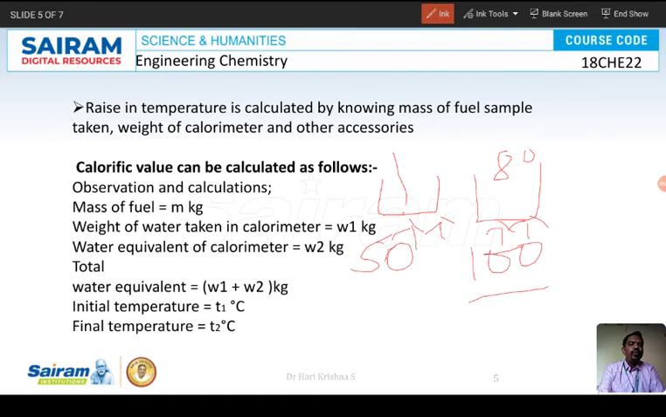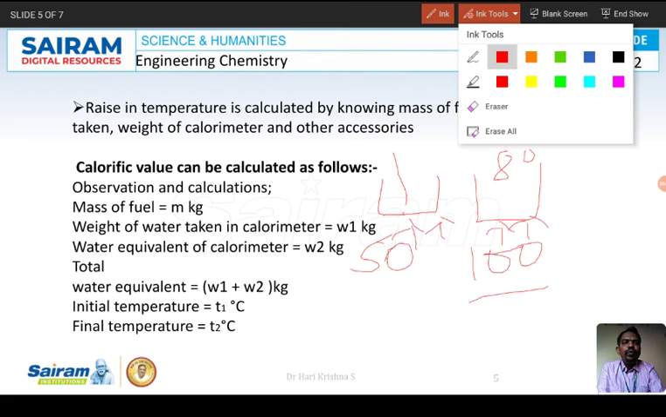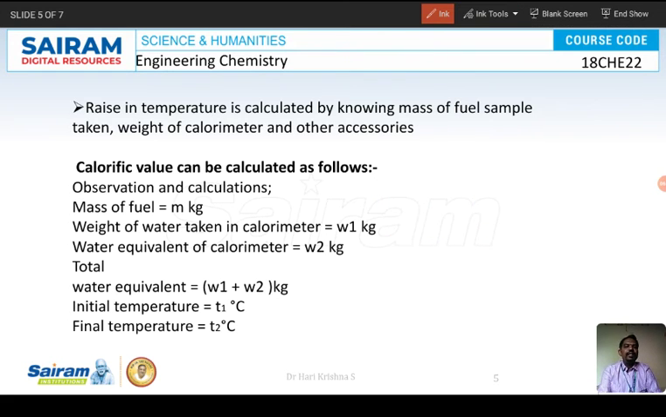So the weight of water also plays a very important role in increasing the temperature. That is the reason we consider the weight of water. Okay, so water equivalent of calorimeter. What do you mean by water equivalent of calorimeter? Water equivalent of calorimeter is nothing but weight of stirrer, weight of calorimeter. Calorimeter is a good conductor. Calorimeter is made up of copper, right? It will also absorb heat, right? So we're going to consider the weight of stirrer, weight of calorimeter. So that is water equivalent of calorimeter.